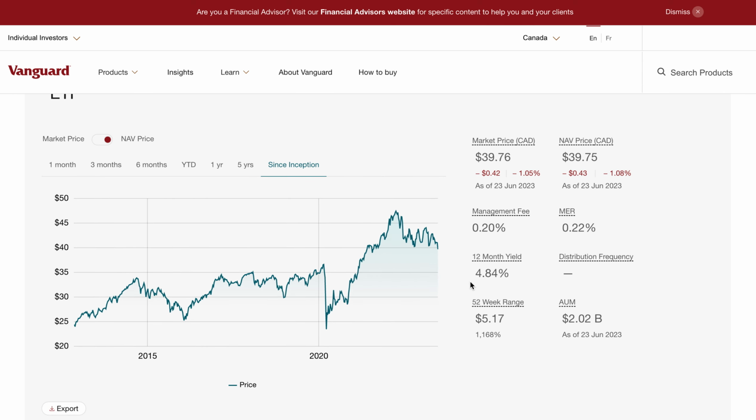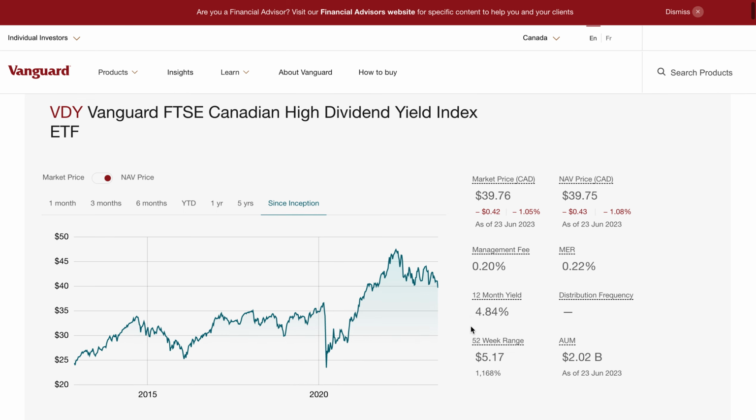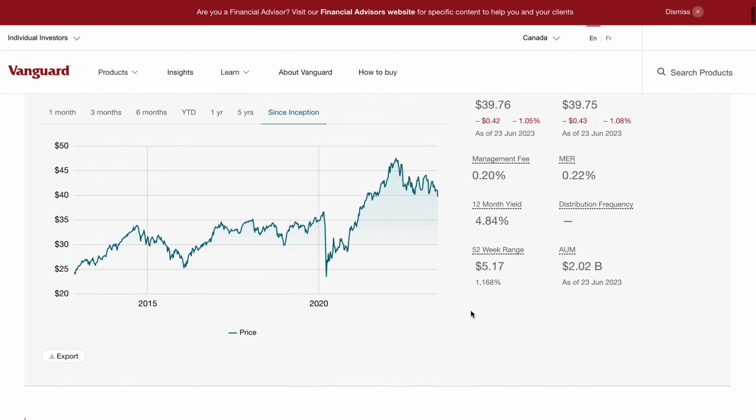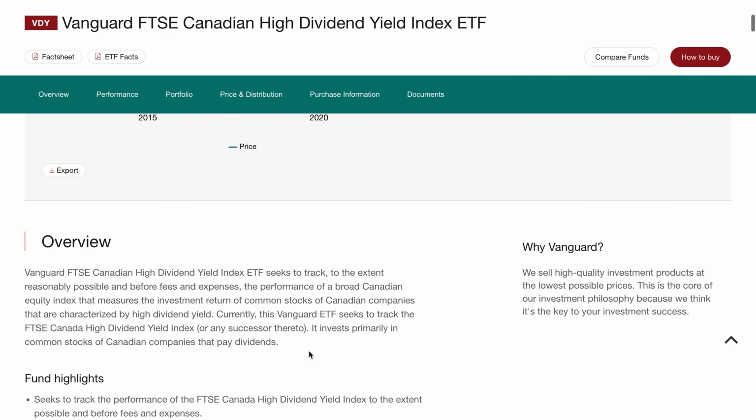Here, the yield is a lot higher. So this is a high dividend yield index ETF, VDY. So it's focusing on a lot more mature dividend paying companies. So you're getting almost 5%. So it's 4.84% as a dividend. So that is a great dividend yield. Here we can see AUM's at about 2 billion. So it's assets under management in the total fund.